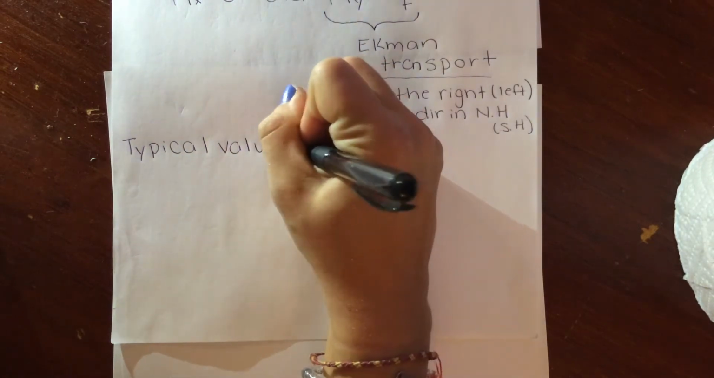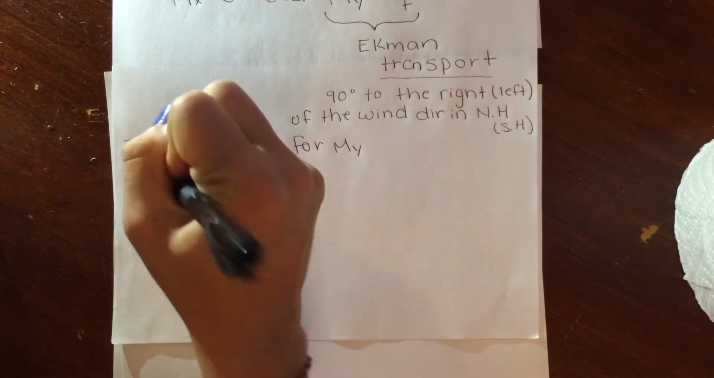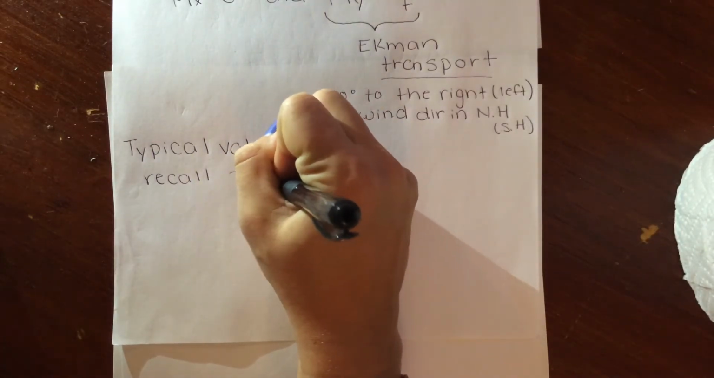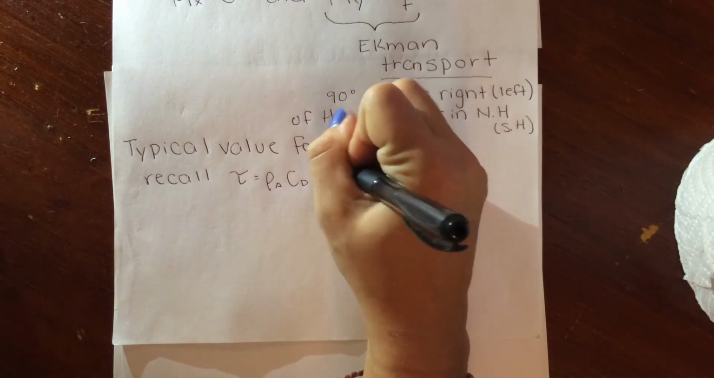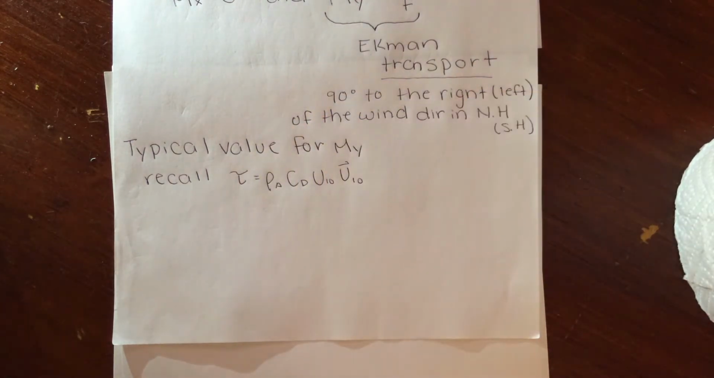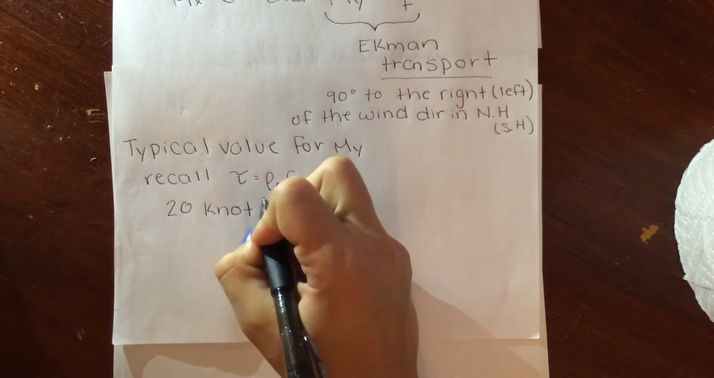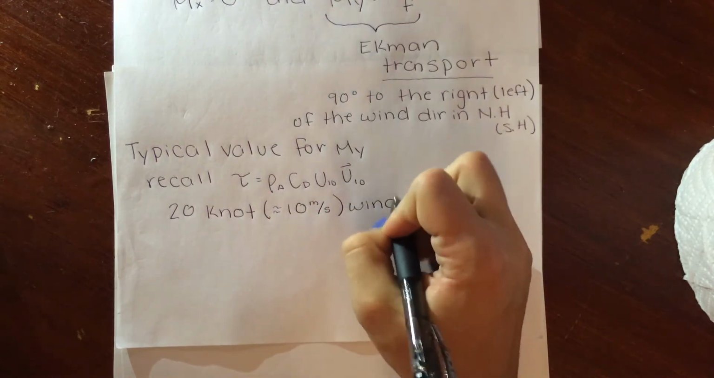Okay, so just to plug some numbers in here and determine a typical value for My, recall our equation for tau, the wind stress. And suppose we have a 20-knot wind, which is approximately equal to 10 meters per second, and the wind is blowing to the east.